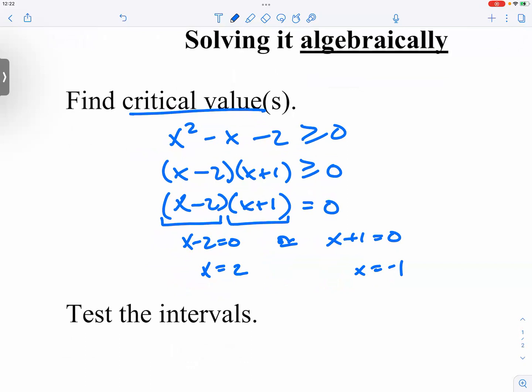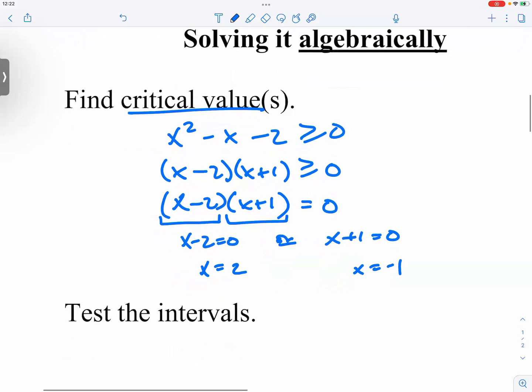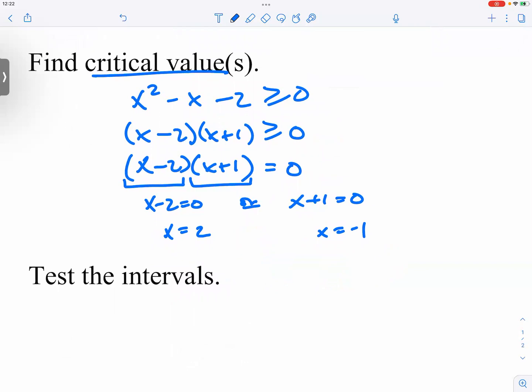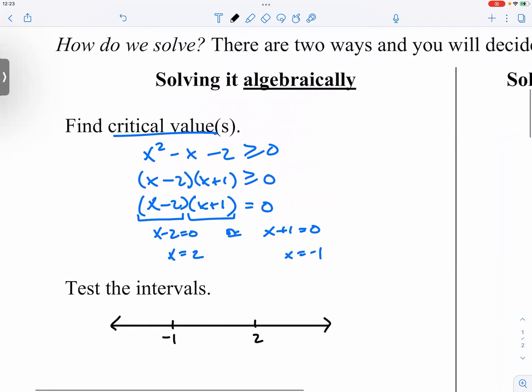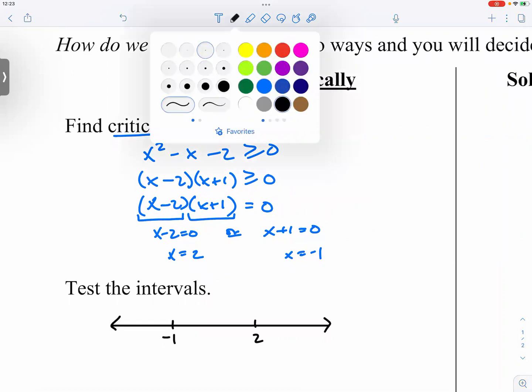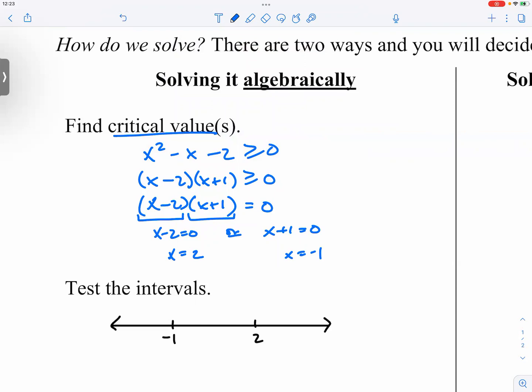Are we good? Yes? Next, we have to test the interval, because now we only found the points where it's equal to 0, but we want to find out where it's above 0. So we say, all right, no problem. Let's set up our number line, and we put our roots or our critical values onto the number line. And what we will do now is test the intervals. We will look at the values produced from these intervals, and then see whether they are solutions or not.